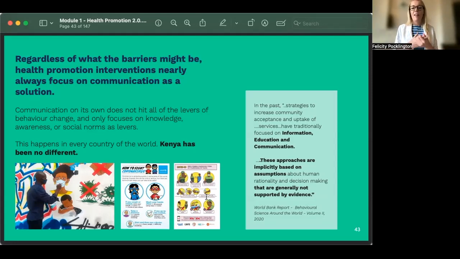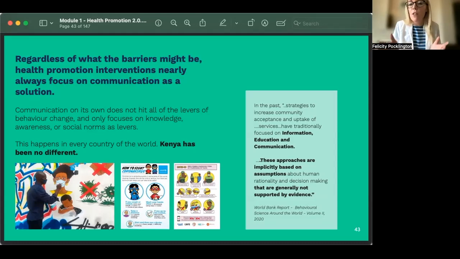There's a lot of data and evidence that says communications on their own, without any other reinforcements, will simply not change behavior. They won't have an impact. So the assumption of these communication campaigns is that if people have better information and better knowledge, then they will change their behavior. But as you will see in the next few sessions, there are many other factors that can really lead to people not changing their behavior. And that's really what we want to get to through this course.